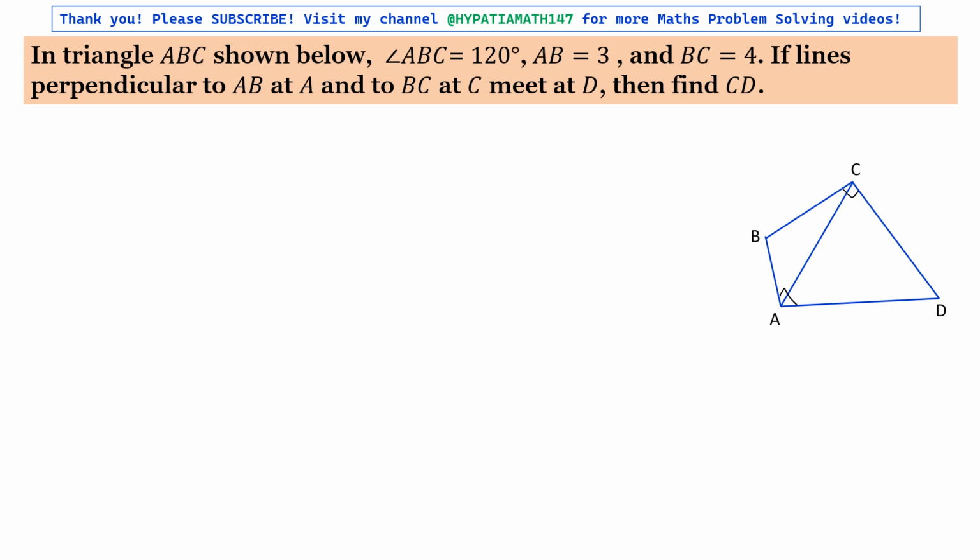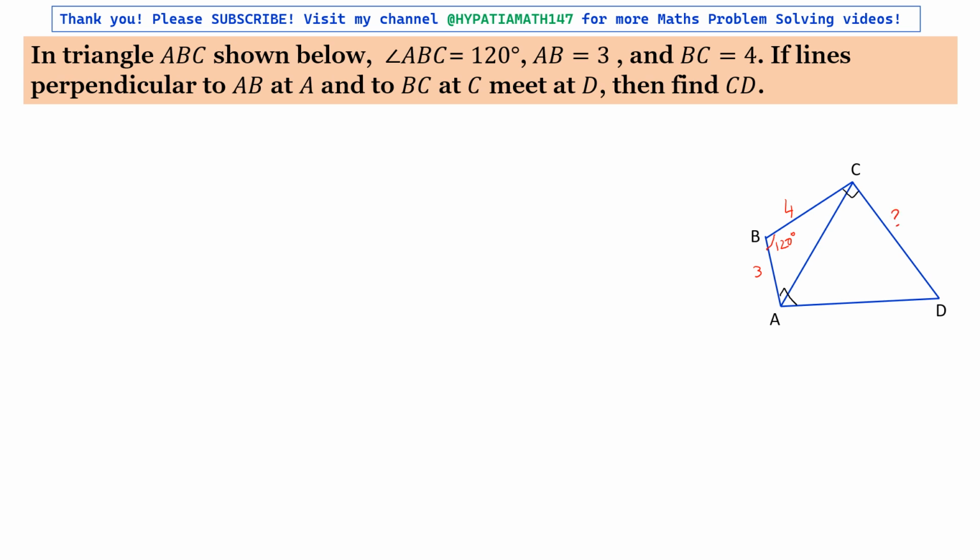In triangle ABC shown below, angle ABC is 120 degrees. So this one is 120 degrees, and AB is 3, BC is 4. If lines perpendicular to AB at A and BC at C meet at D, then find CD. So this is what we need to find.